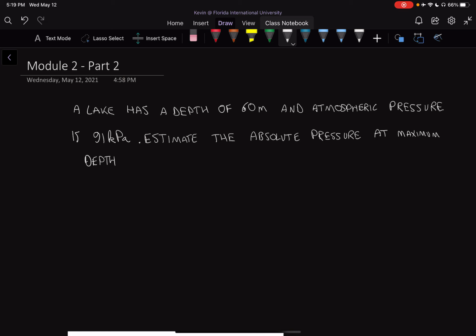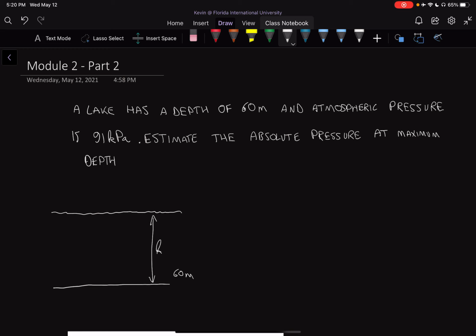But before we even get started, let's draw a little bit of a diagram of what's happening. I want us to draw the actual lake and how it works. So we have a lake bed, and we're told that the lake has a depth of 60 meters. So we know that there's a depth of 60 meters of this lake, okay? It has sort of a height of 60 meters.